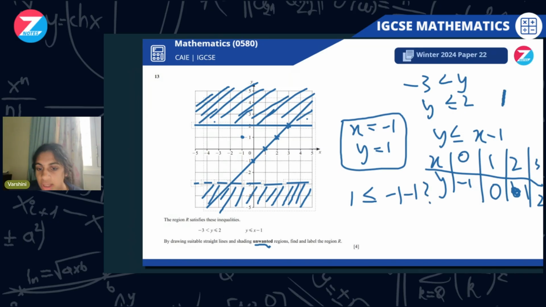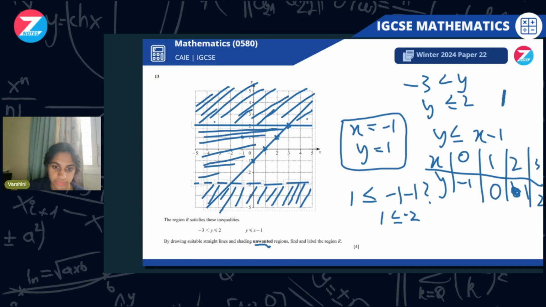So is that true? This is minus 2. So is 1 smaller than or equal to minus 2? And no, it's not smaller than or equal to minus 2. We know for a fact that minus 2 is smaller than 1. So that means this region over here, we don't want this region. So we're just going to shade this region. And so over here is our last region, and we know this is the wanted region. So we can draw an R.